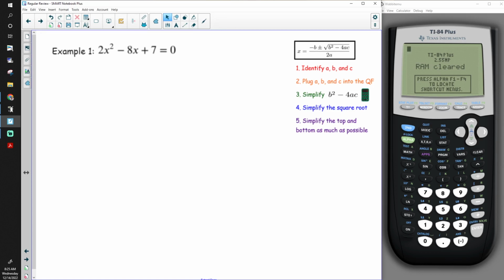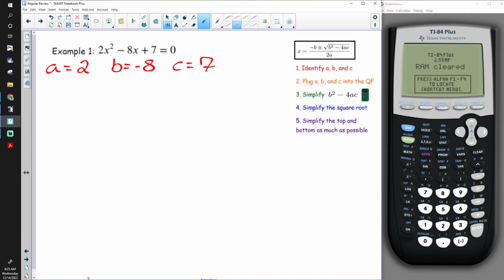So our step number 1 in red, identify your A, B, and C, just like we did yesterday during factoring. In this example, A is 2, B is negative 8, and C is 7. Okay? Just like we did yesterday. Be very careful. Always look at what's in front of the number. Is it a plus sign? Is it a positive number? Or is it a minus? Is it a negative number? Little details in math change the entire problem.